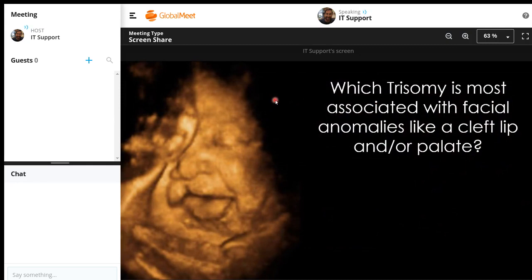Which trisomy is most associated with fetal anomalies like a cleft lip and/or palate? Again, trisomy 13 is highly associated with this.